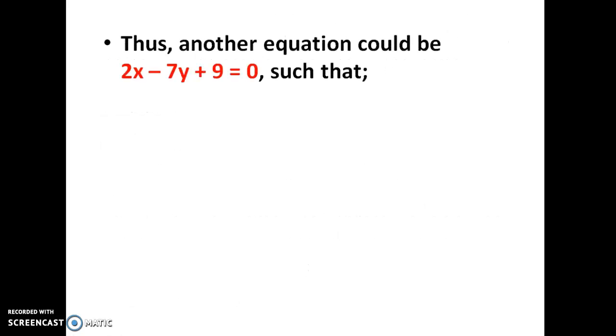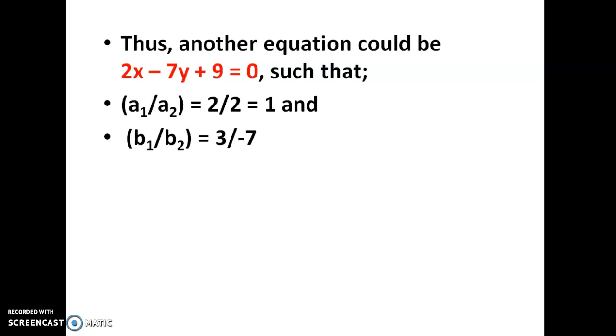So let's take one equation, 2x minus 7y plus 9 equal to 0. If you solve for A1 by A2, you will have 2 by 2 equal to 1. B1 by B2 is equal to 3 by minus 7.